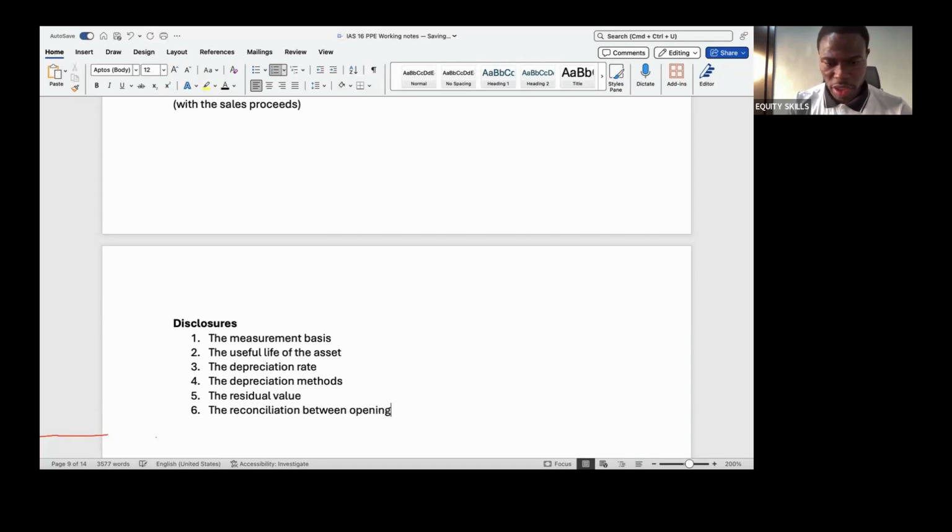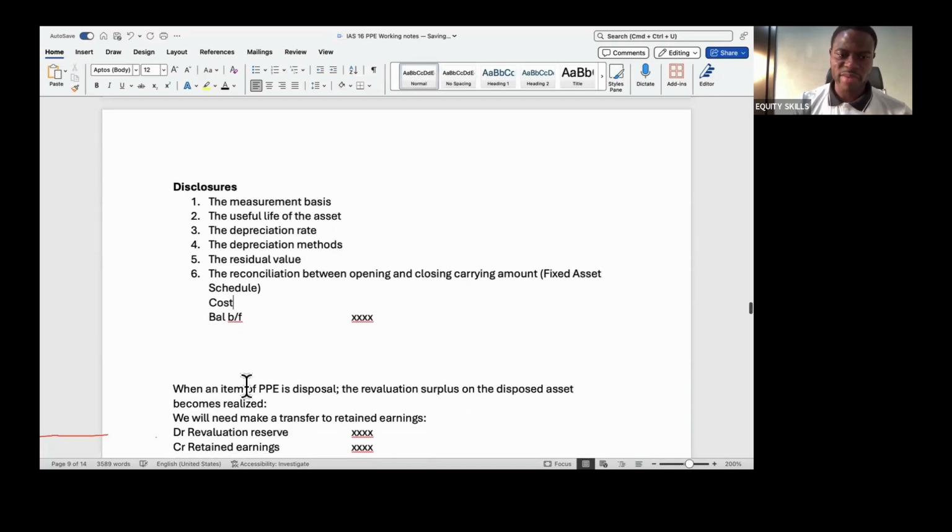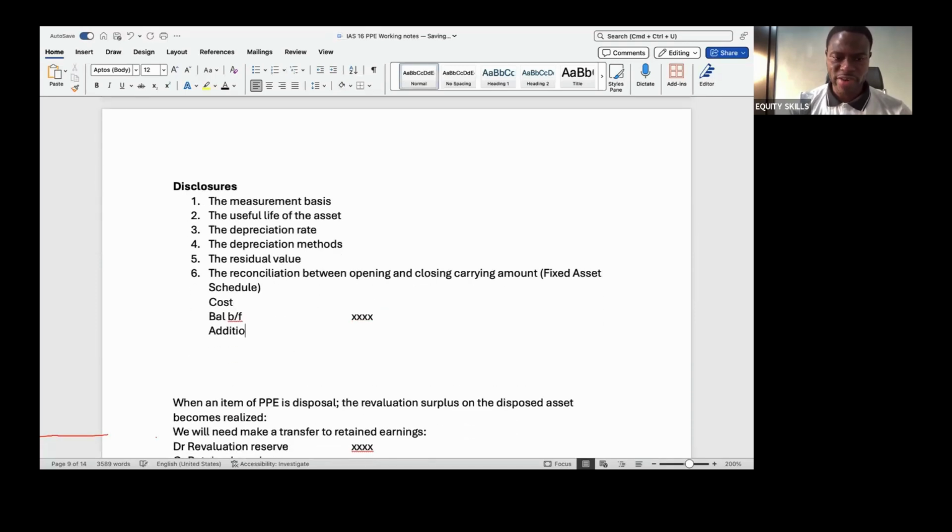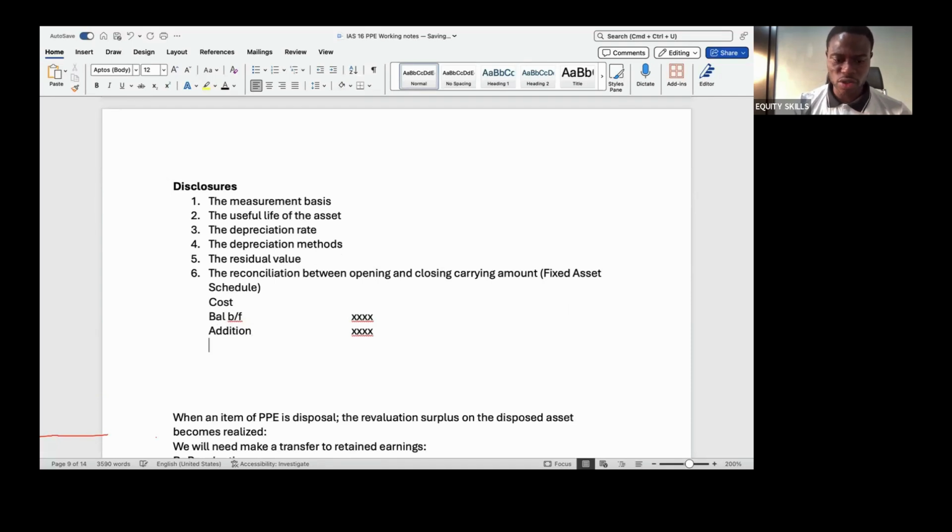between opening and closing carrying amounts, which is the fixed asset schedule that I told you about. That's when you find us doing something like this. Balance brought forward. But they will have costs. We'll now have balance brought forward. We'll have addition. Everything at cost too.